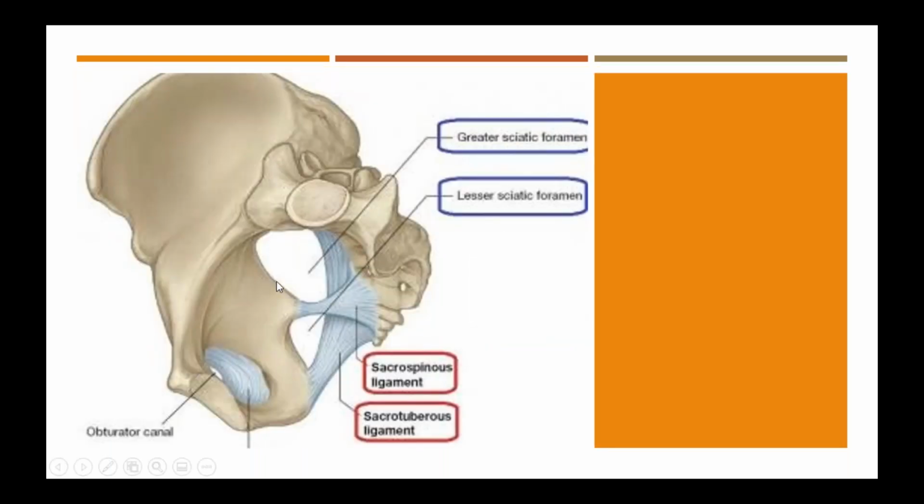So here you can see again in this figure, this is the obturator canal over here. This is the greater sciatic foramen and this is the lesser sciatic foramen. So from the sacrum, the ligament goes towards the spine. This is the sacrospinous ligament. And from the sacrum, it goes towards the tuberosity. This is called the sacrotuberous ligament.